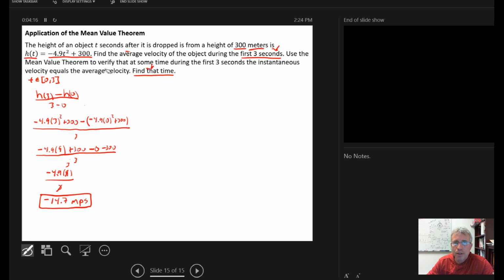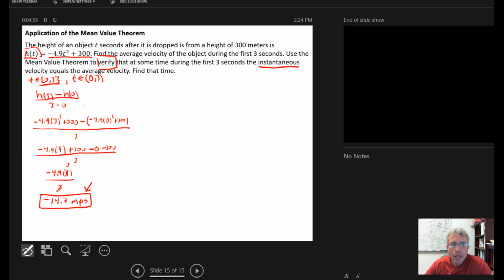We've done that. Step 2 is to verify using the mean value theorem that there is a time during the first 3 seconds for which the instantaneous velocity matches this average velocity calculation right here. So remember, the mean value theorem has 2 criteria that you have to meet. Your function has to be continuous over your closed interval, and your derivative of the function has to exist over the open interval in which you are interested.